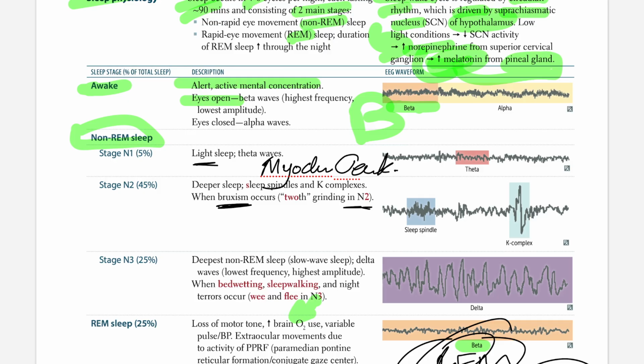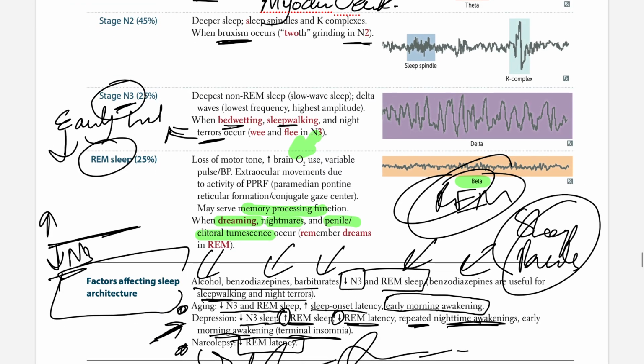With N3, there are 3 things. You have bedwetting, sleepwalking, and night terrors. Night terrors, high yield, you don't remember anything. It's a terror. You don't remember a thing about it. N3 is longest in the early half of the sleep, and it decreases with each sleep cycle.